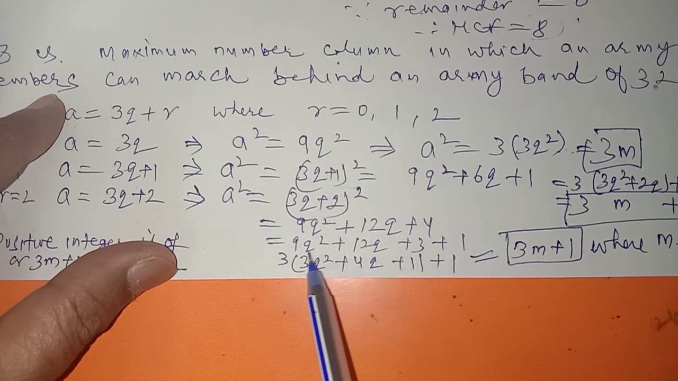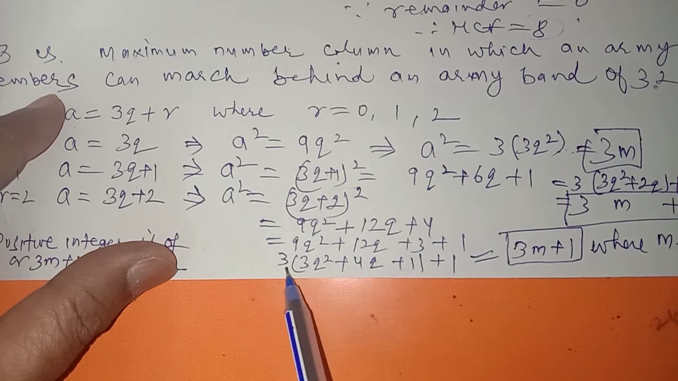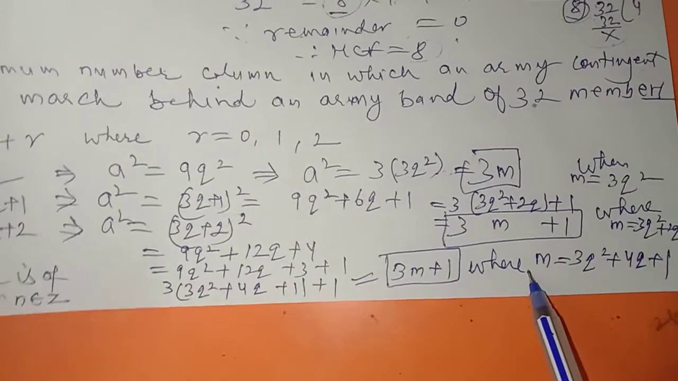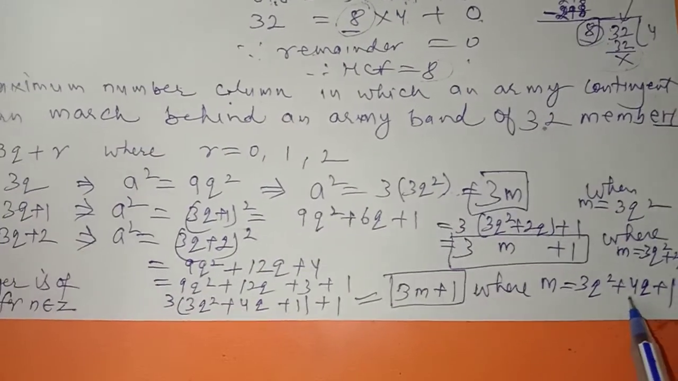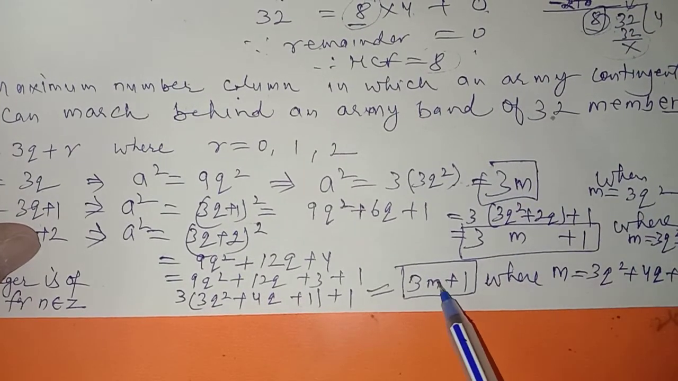Now again let this be equal to m. Then it becomes 3m plus 1. So here also 3m plus 1 came. You have to write what you have let m be here. So 3m came, 3m plus 1, again 3m plus 1.